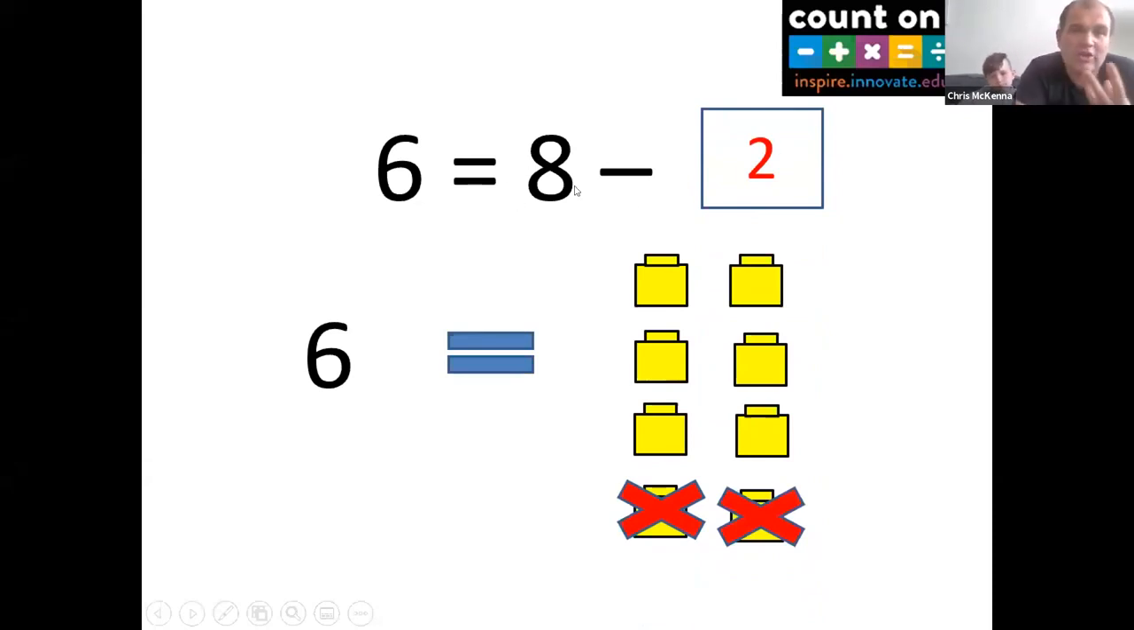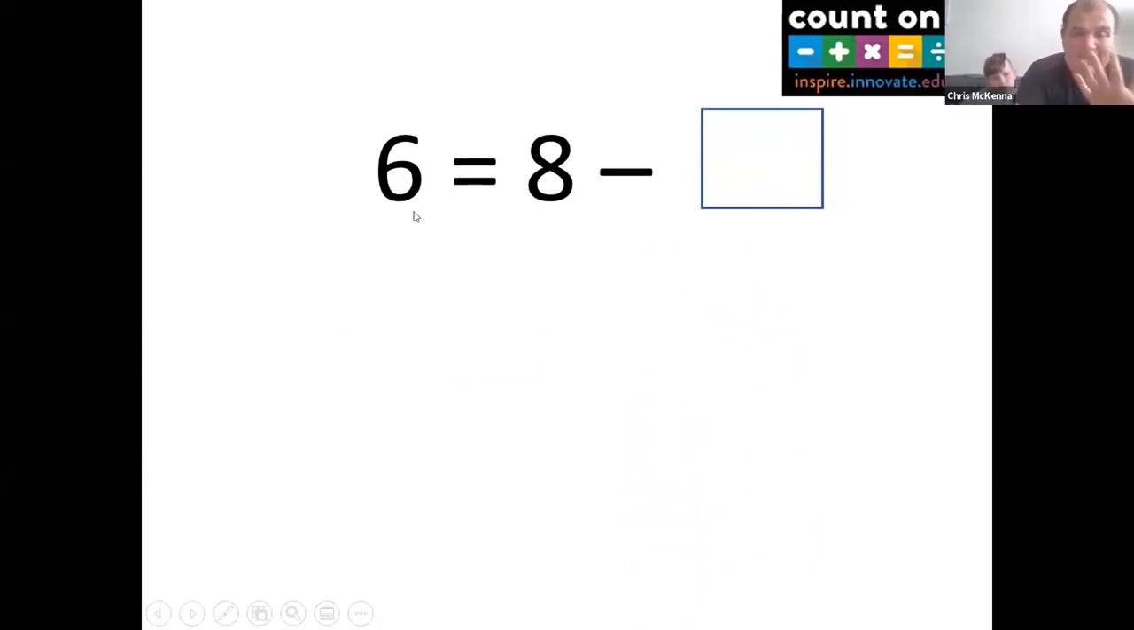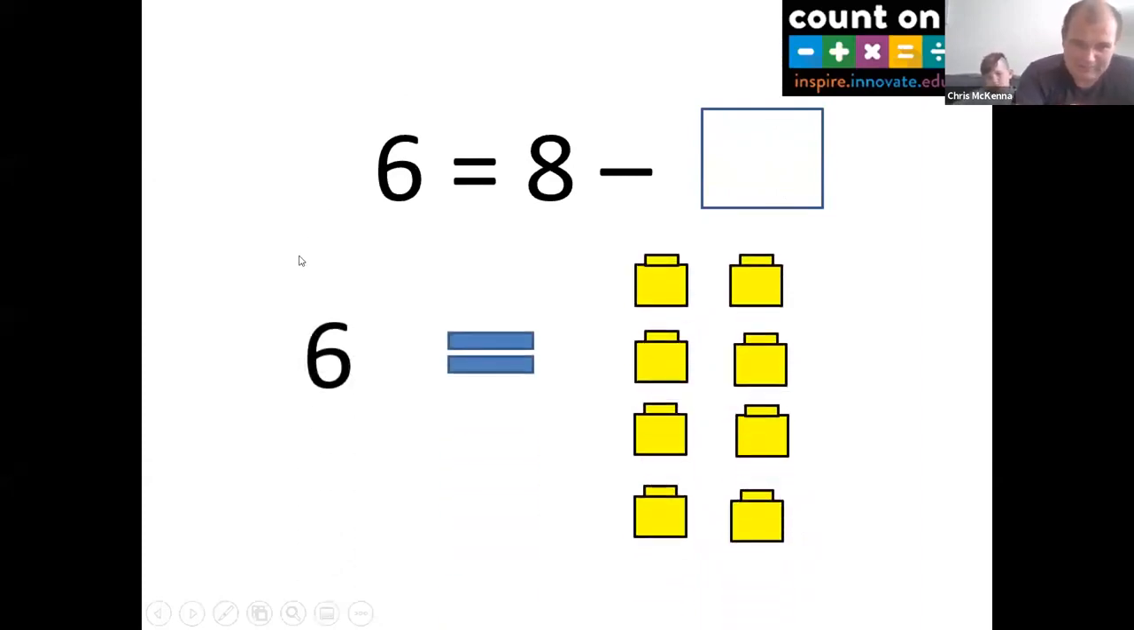Understand what we're doing? All we're doing here is putting in the missing number so that we get the right answer of 6. So 8 take away 2 equals 6. So when we see a question like this, all we have to do is put in a number here so that we get the right answer. Okay, let me go on to the next one then.